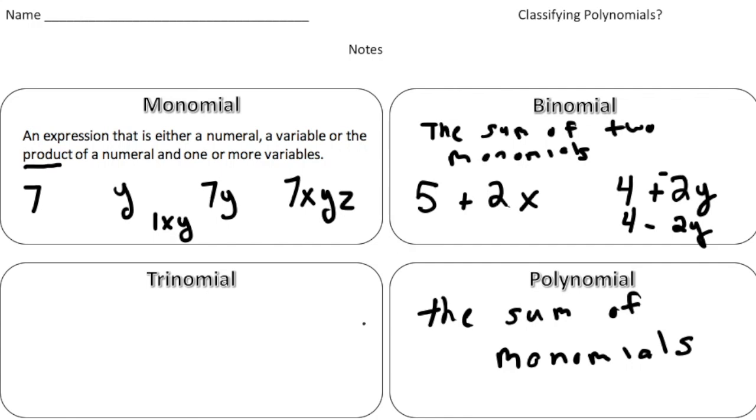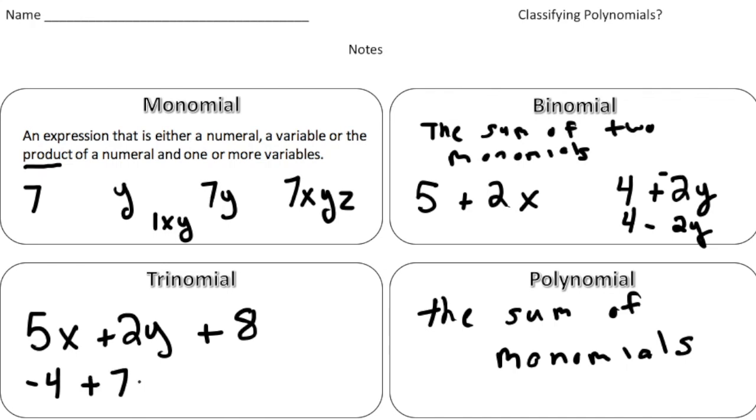Last but not least, something called a trinomial. You can probably figure out what that is. That's just the sum of 3 monomials. So an example of a trinomial could be 5x plus 2y plus 8. And notice none of these terms are like terms, so we can't simplify it. Another example could be negative 4 plus 7z plus r. That's another example of a trinomial.